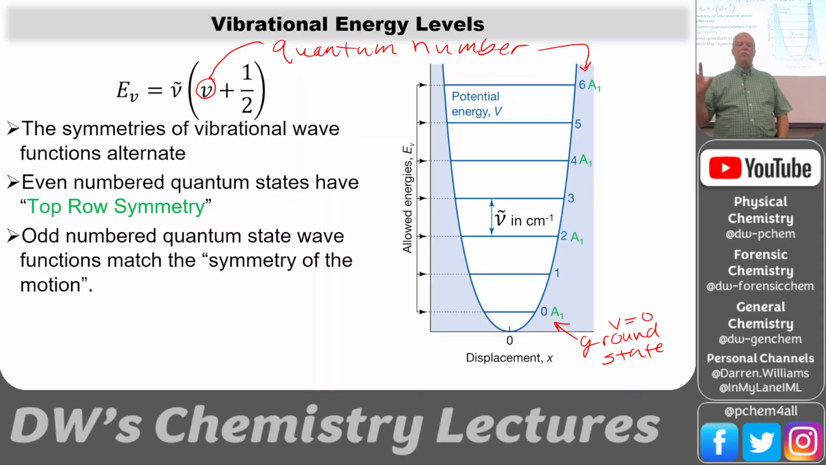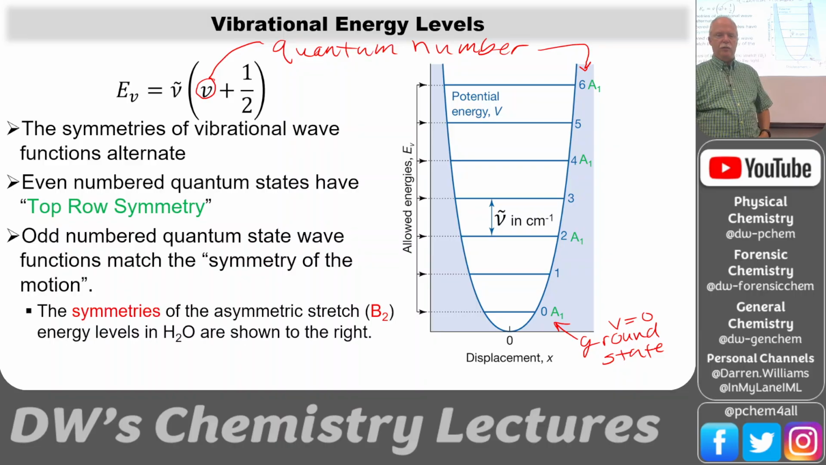The odd number quantum states have the symmetry of that motion. So like we had the Y one, that was B2. So every other one would be B2. So that's what we have for the asymmetric stretch. Look where the B2s are. So B2, B2, B2, way up.